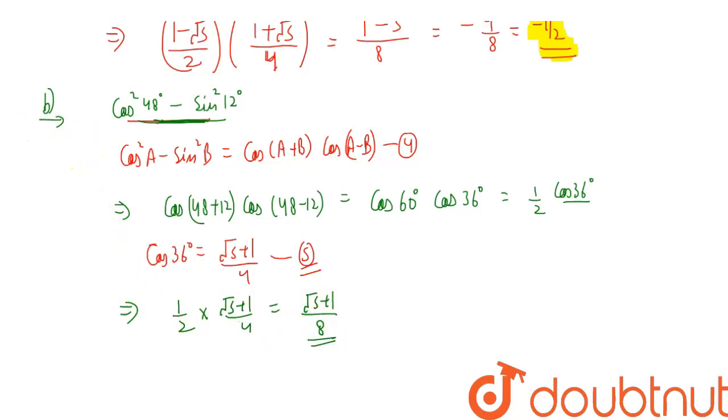So in the second part of the question they have asked us to find the value of this expression, and the value of this expression we have evaluated here as (root 5 plus 1) whole divided by 8. So this is the solution for the second part of the question which was asked to us in the question above. So this is our solution.